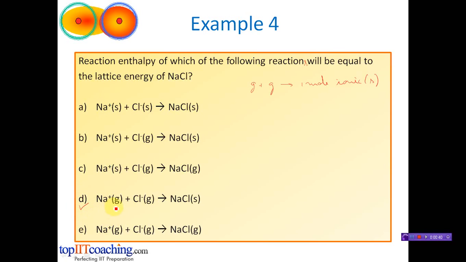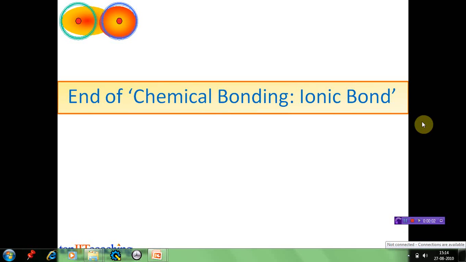Among the given choices, choice D says that gaseous sodium ion combines with gaseous chloride ion to form solid sodium chloride. So the enthalpy of this reaction will be equal to the lattice energy of sodium chloride. So our answer is D.